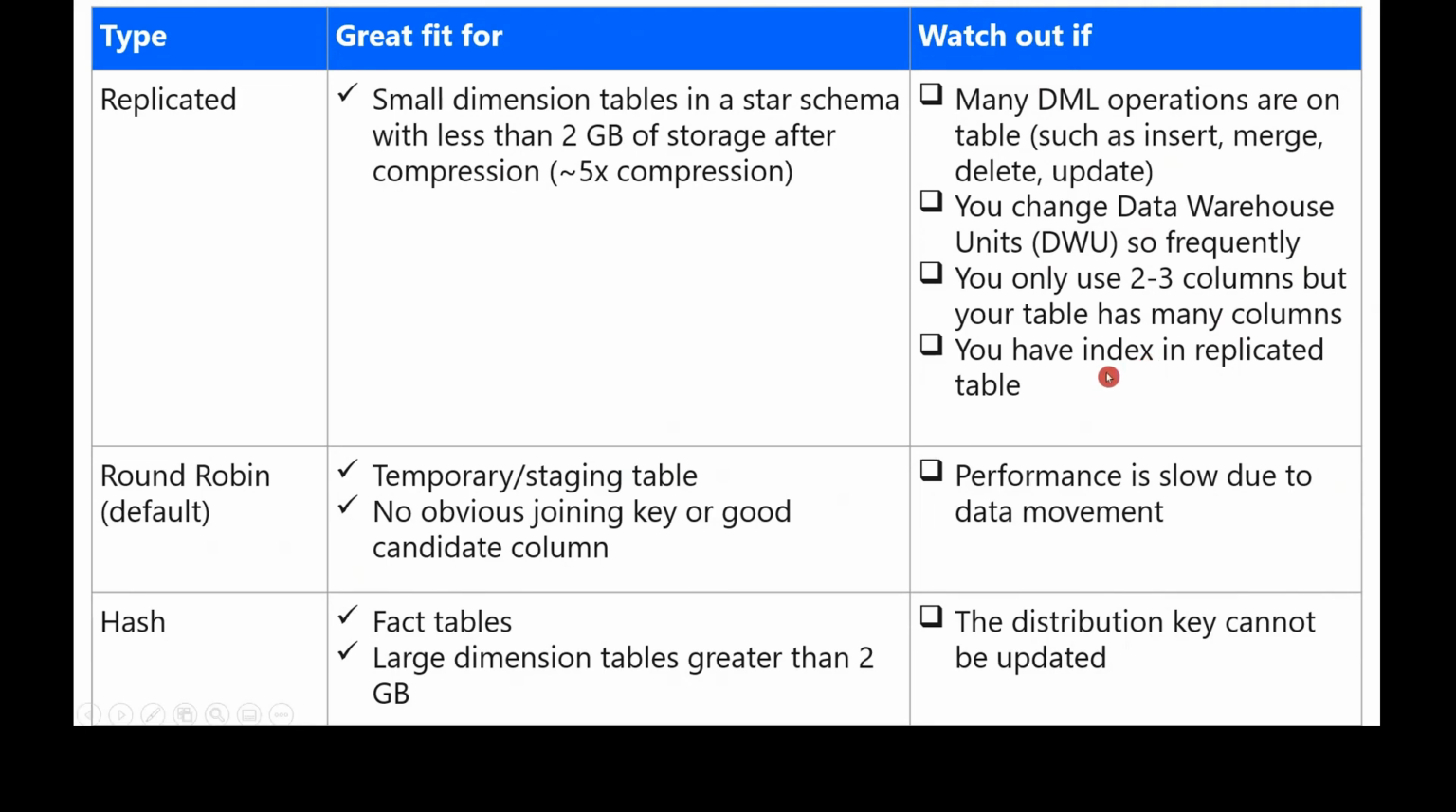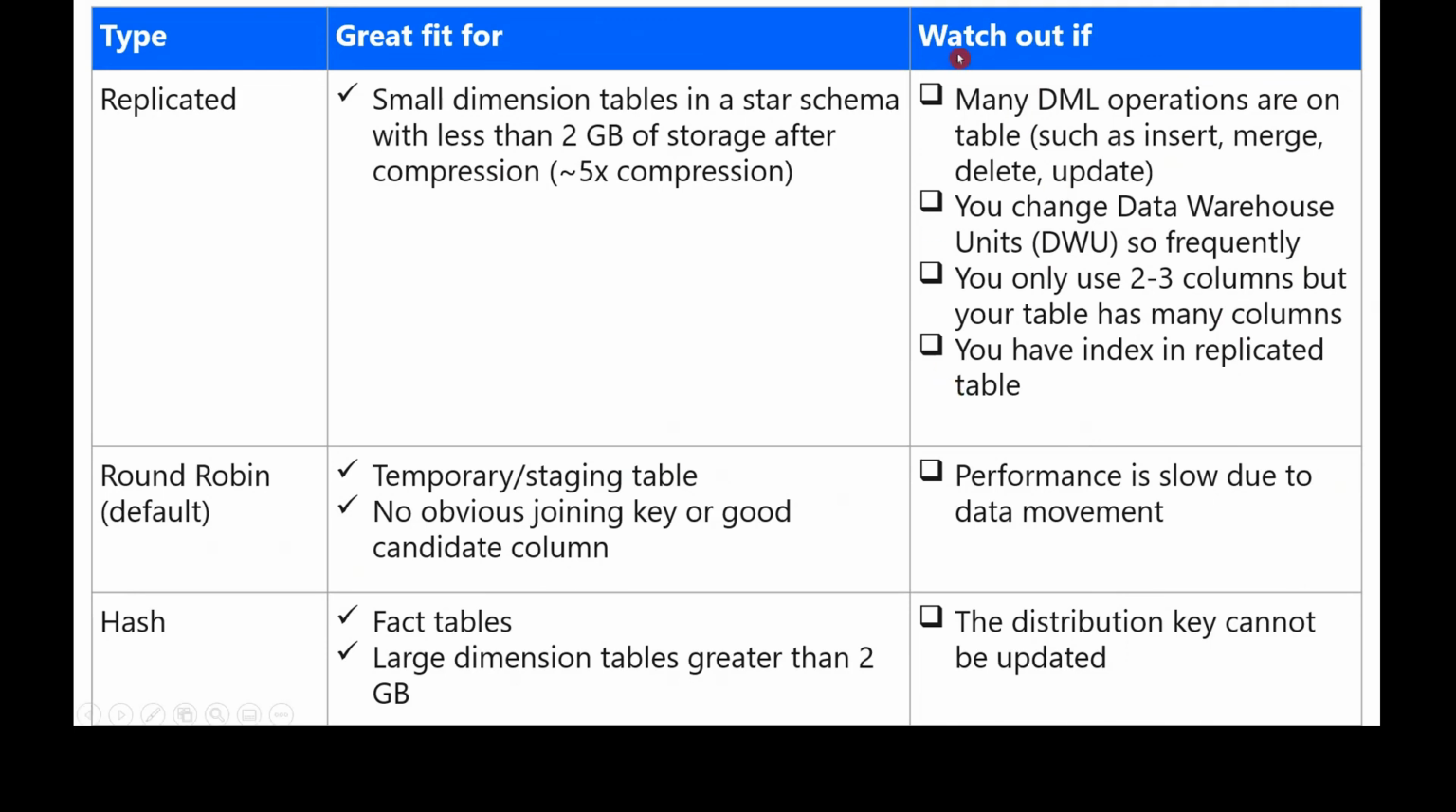The index table is associated with the dimension table. So if we are making a change in one place, it has to update the index in all the compute nodes. Let's say you have 60 compute nodes, which means it has to make changes in 60 places. So that is the reason.